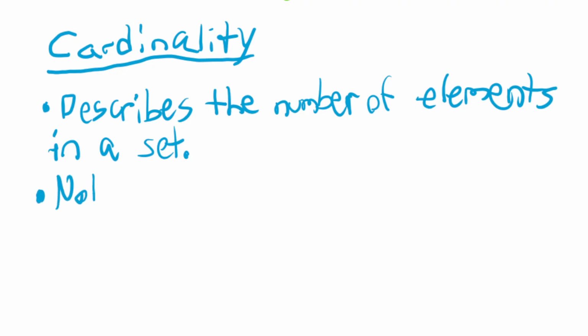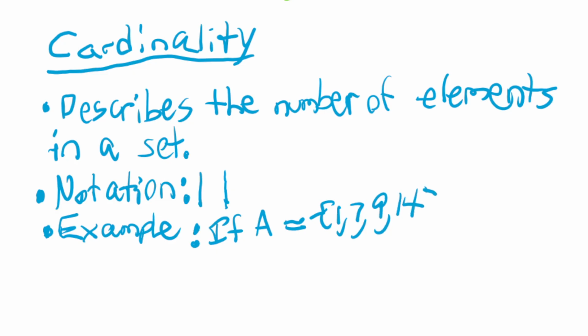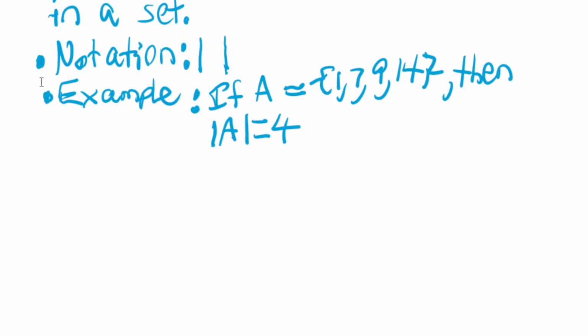And the notation to describe cardinality is two solid lines with whatever set inside these two lines. So, an example. If we are given a set A, then the cardinality of set A would be 4 because we have 1, 2, 3, 4 elements inside set A.